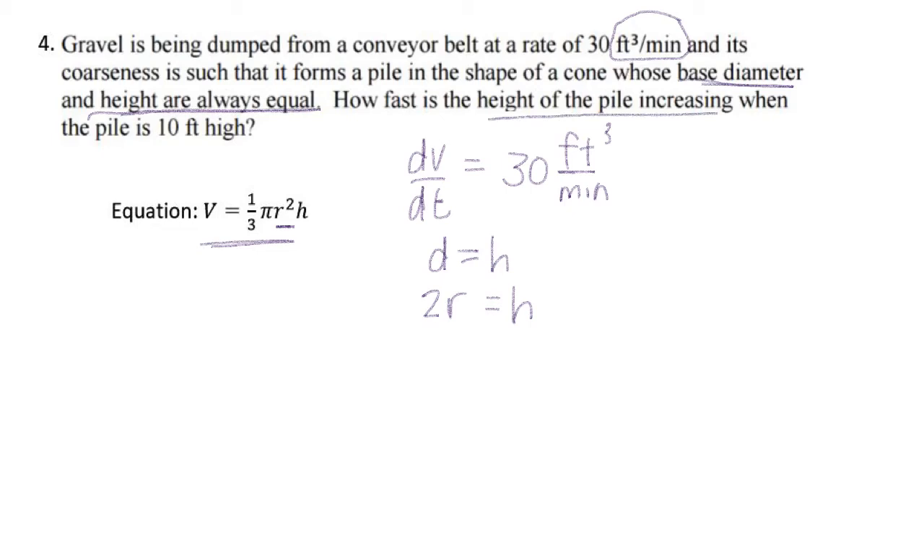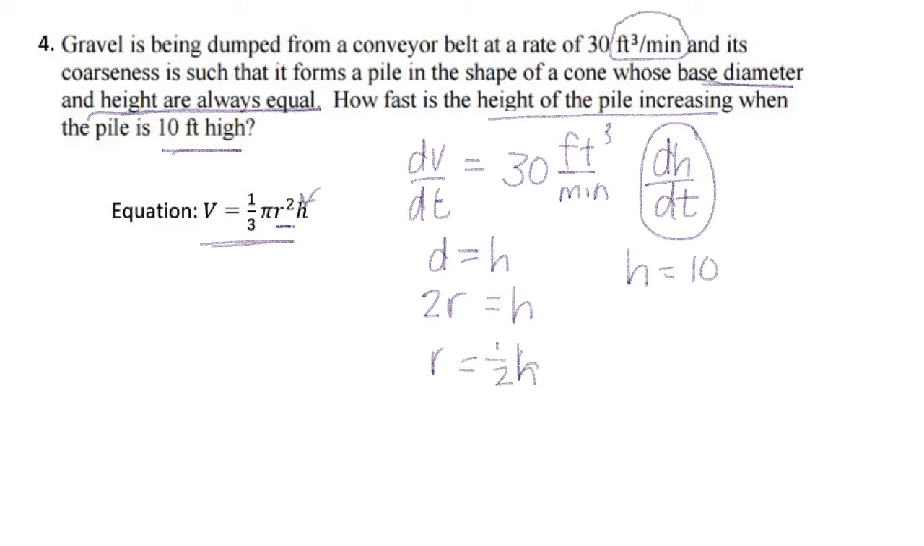How fast is the height of the pile increasing? So we need dh/dt. How fast is the height of the pile increasing when the pile is 10 feet high? So we know h is 10. Okay, so let's go through here. If we're looking for dh/dt, then we need to ensure that we keep an h in my formula. So notice that I know that r is 1/2 h. So I'm going to make that substitution so I don't have the product rule.